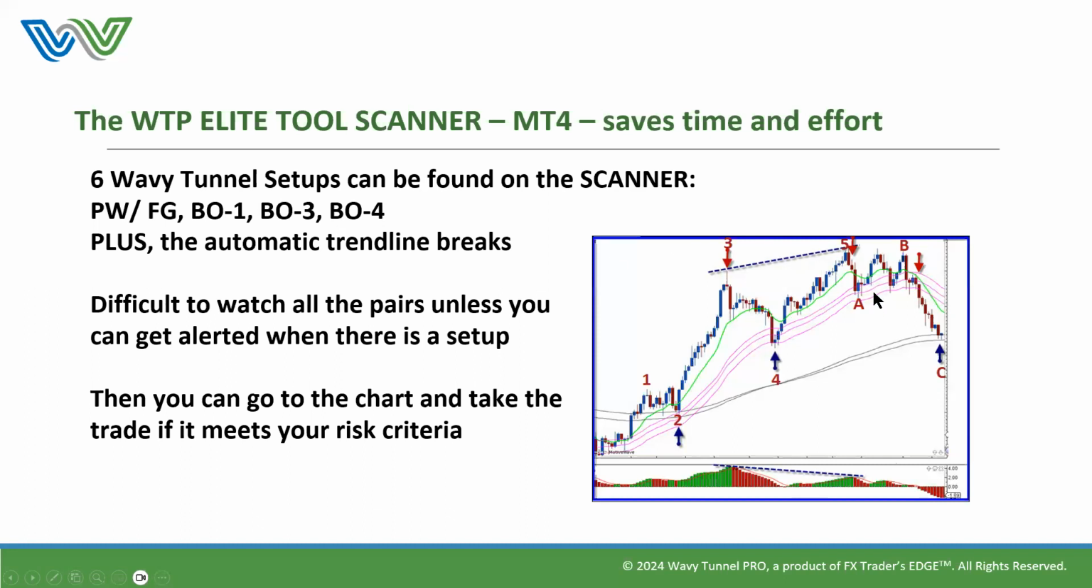The price to wave, fill the gap, so the end of the trend. We have the breakout 1 that would be down here. The breakout 3 trades along the trend. The breakout 4 is down here, plus automatic trend line breaks. It's difficult to watch all the pairs unless you get alerted when there is a setup. Then you can go to the chart and take the trade if it meets your risk criteria.